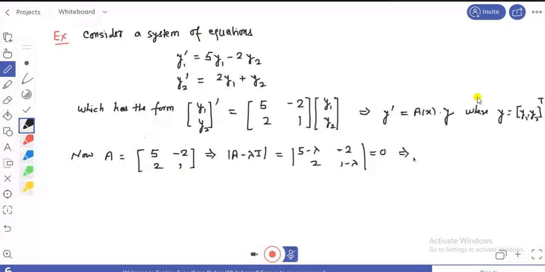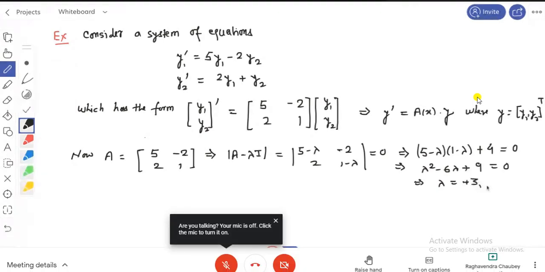This implies we can obtain 5 minus lambda into 1 minus lambda, minus minus plus, that is 4, equals 0. So this implies you can find lambda square minus 6 lambda plus 9, that equals 0. So here you can find lambda equals a square plus b square minus 2ab, so this is plus 3 and plus 3. Okay, so both roots are equal.